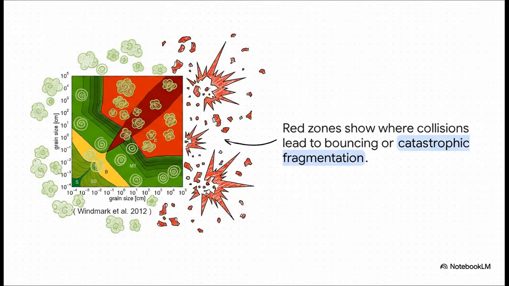And as if that wasn't bad enough, here's the second deadly part of the barrier. This chart here is basically a map of what happens when two particles collide. You don't need to worry about the exact numbers, just look at the colors. See the green areas? Those are the sweet spots where things stick together and grow. But look at all that red. In those huge zones, collisions are destructive. The particles either just bounce right off each other, or even worse, they shatter into even smaller pieces.